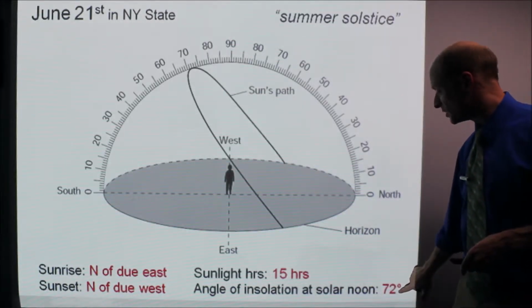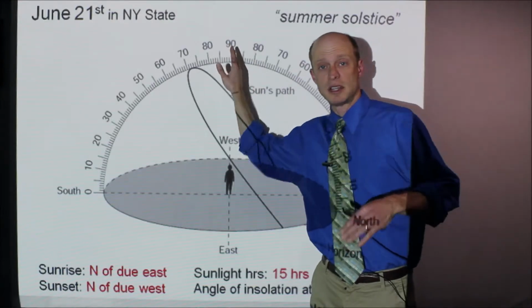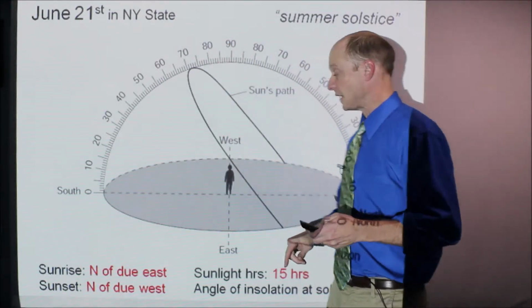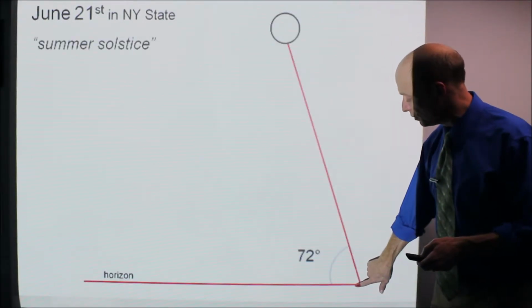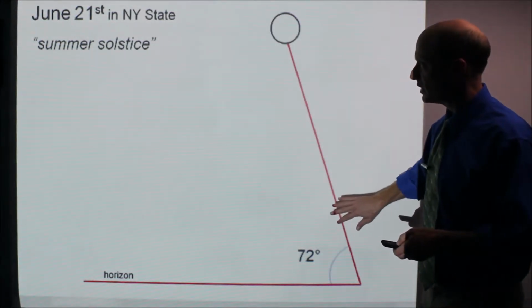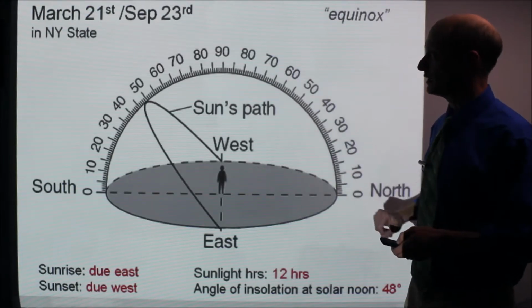And the angle of insolation at solar noon is 72 degrees. Notice, it is never directly overhead in New York State. You may feel like it is, but it never is. Okay, so don't get tricked on that one. And so, for instance, I drew this in: 72 degrees is the angle of insolation on this day. So commit that to memory as well. I'll show a way that's going to help you with that.